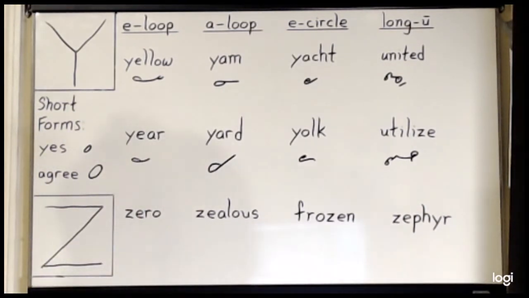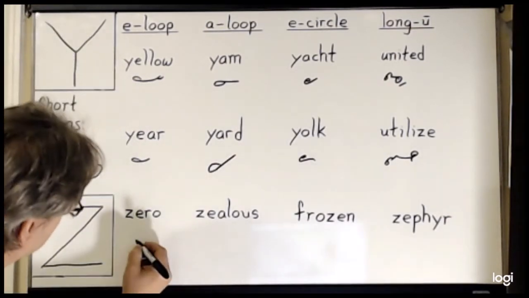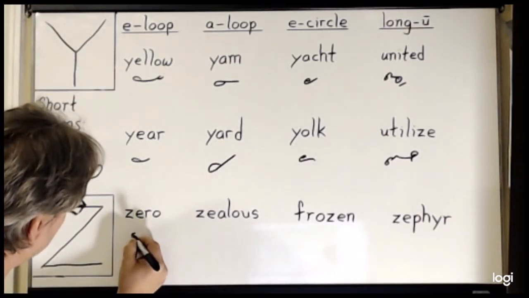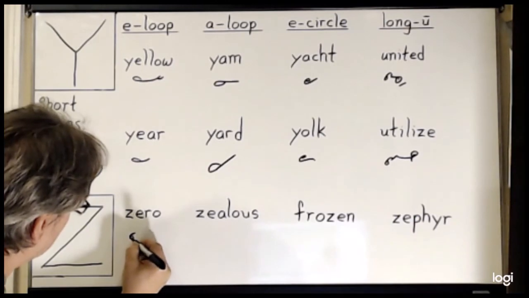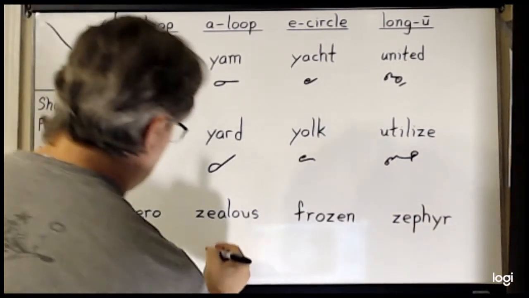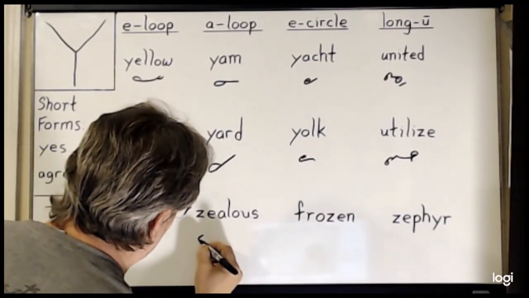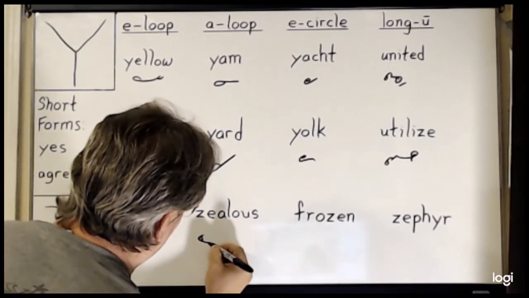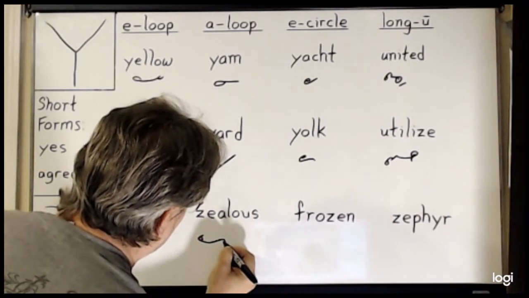And now on to Z. Z is simply represented by a left or right S. So the word zero, you will start with the left S, E, R, O. For zealous, the left S, E, L, U, S.